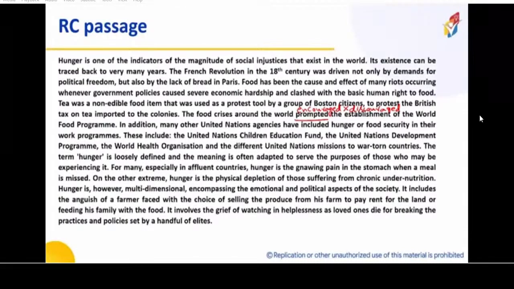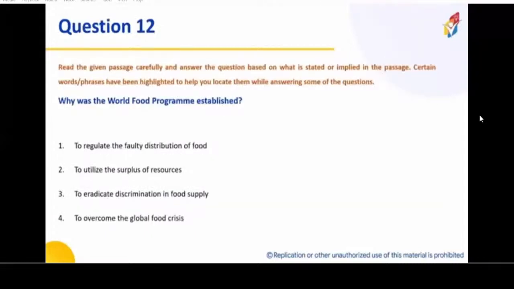Let's go to question 12 now, as we have read. So, why was the World Food Program established? If you want to answer this question, the answer lies in the same sentence. It says the world food crises led to the establishment, encouraged the establishment of the World Food Program, implying that the World Food Program has been put in place, has been instituted to address the issue of global food crises. That is found directly in 4. That might be the right answer, but let's look at the other options as well.